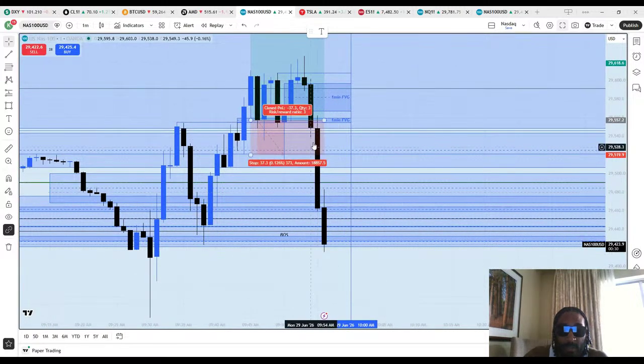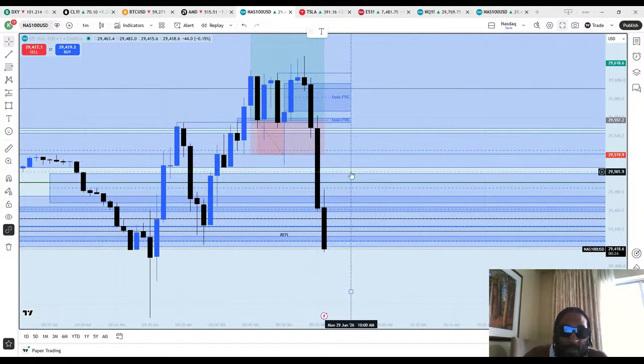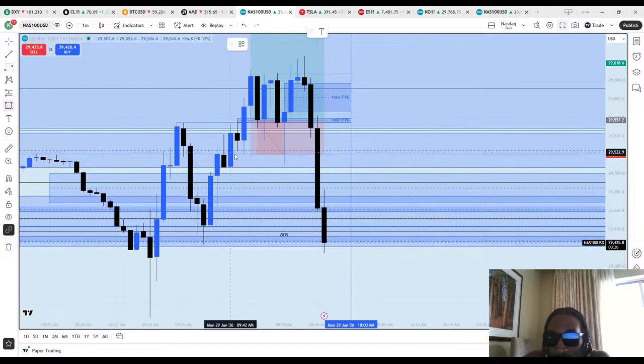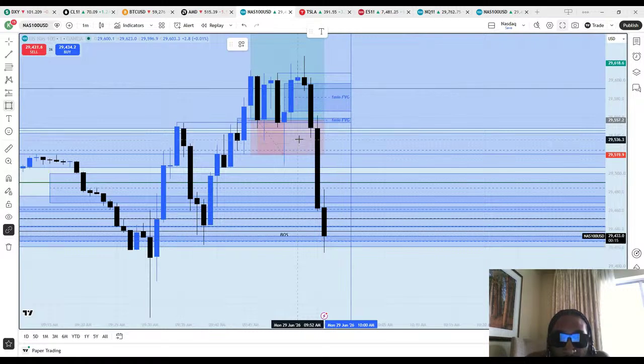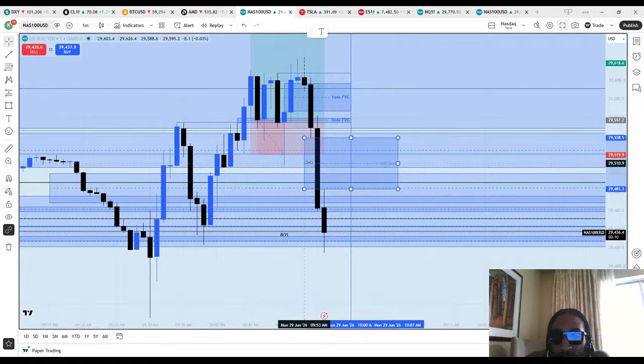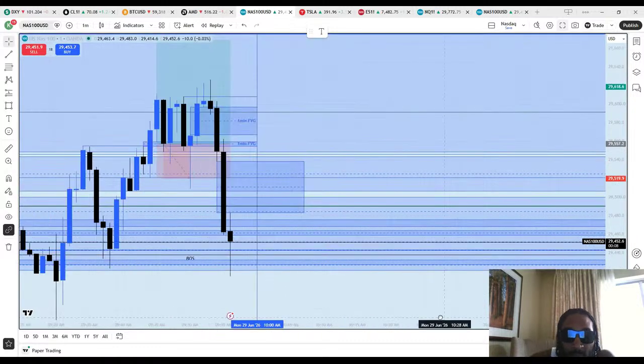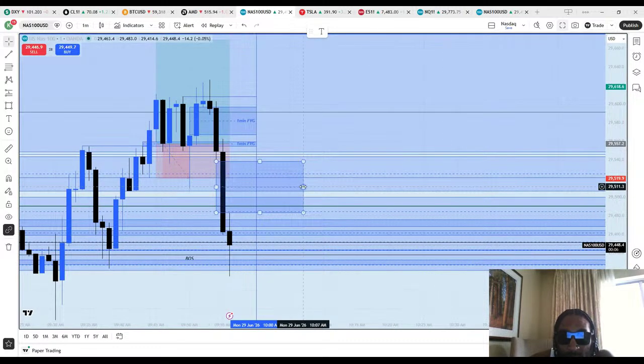This right here is a nice gap to get in on. You come back up into that after 10 o'clock, that right there would be a nice entry, as long as we leave this gap open. We got 15 seconds left. There's a lot of stuff going on over here.